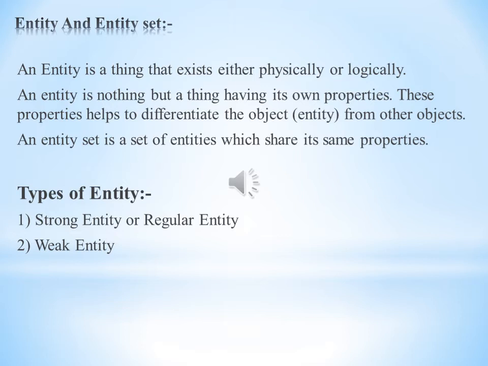There is a difference between an entity and an entity type. An entity type is the category. An entity is an instance of a given entity type. There are usually many instances of an entity type. Then the types of entity. There are two types found here. The strong entity, which is called the regular entity, and the second is the weak entity.